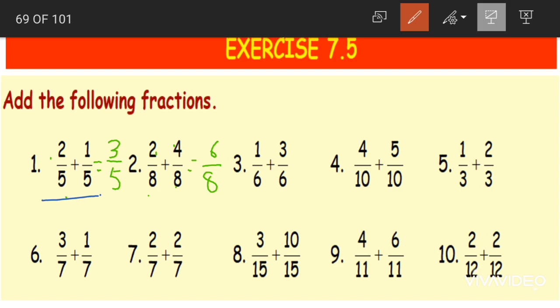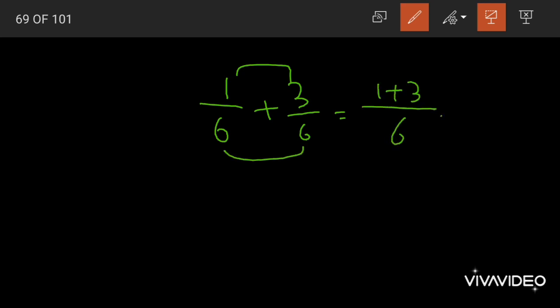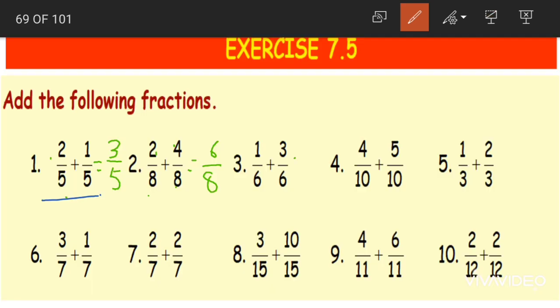Okay, children. Question 3. 1 by 6 plus 3 by 6. Now again add the numerators. 1 plus 3 divided by our common denominator 6. Instead of writing two denominators separately, we are writing it as one. 1 plus 3 is equal to 4 divided by 6. So 4 by 6 becomes our added fraction, the sum of the given fractions.